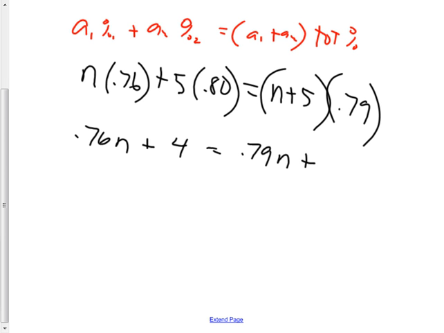Somebody help me out with 0.79 times 5. Can't do that in my head. Thank you.